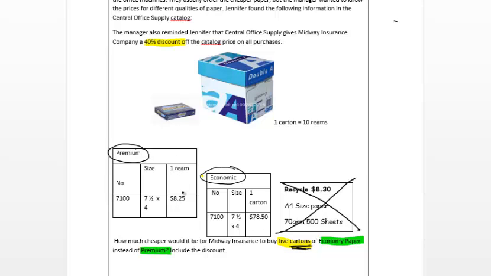Now let's take a look. Premium, 1 rim equals $8.25. Economic, 1 carton is $78.50. So we need to compare cartons. Since premium is in a rim price, we need to move this decimal point to the right by 1. Since 1 carton equals 10 rim, we move this to the right and this becomes $82.50.